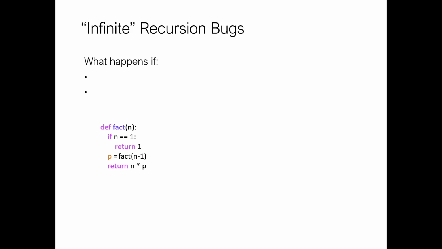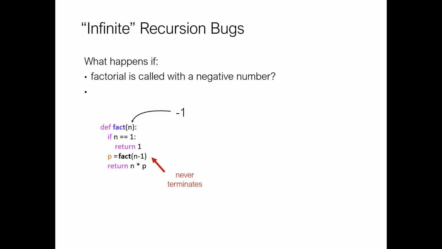Okay, I want to just take a second and address two really common infinite recursion bugs. So let's take a look at what happens if, for example, I call this particular factorial function with a negative number. In this case, I'll have factorial n equals -1. It's not equal to 1, so I'm going to compute factorial n-1, or -2. It's not equal to 1, then I'll do -3. It's not equal to 1, then we'll do -4. And this is never going to terminate. It's going to continue going forever.